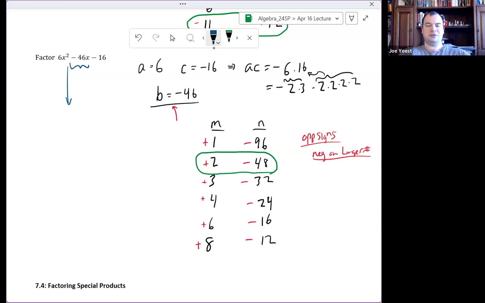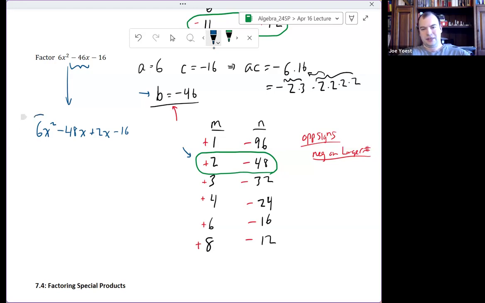So again, we did all of this for what purpose? To figure out that we can break up minus 46x into plus 2x minus 48x, and that'll be just the right way to break up this middle term so that we can do our factoring by grouping in the next couple of steps. So I have 6x squared, minus 48x plus 2x minus 16. If you did it the other way, no problem. If you did plus 2x minus 48x, that works just as well. The intermediate steps will look a little different, but your end result will be the same as mine.